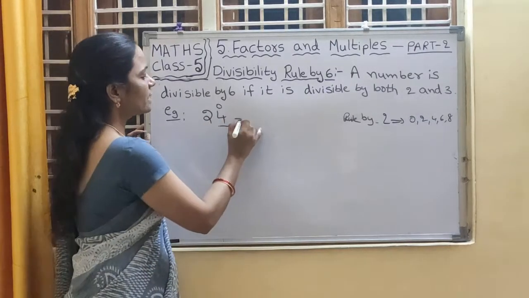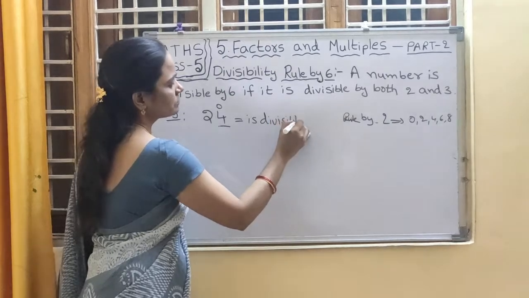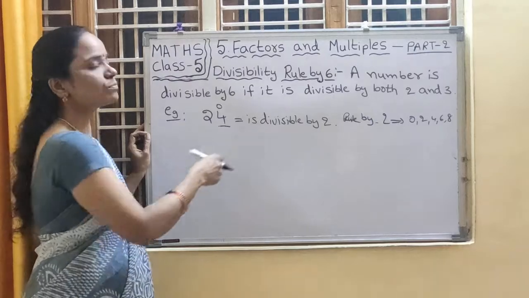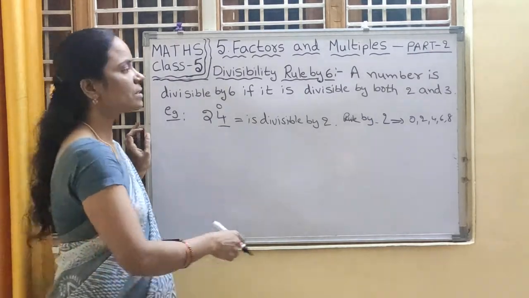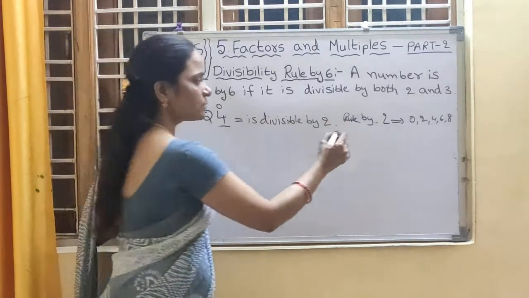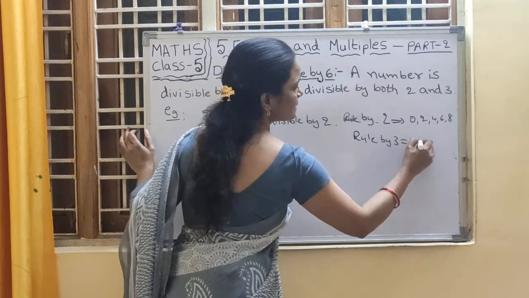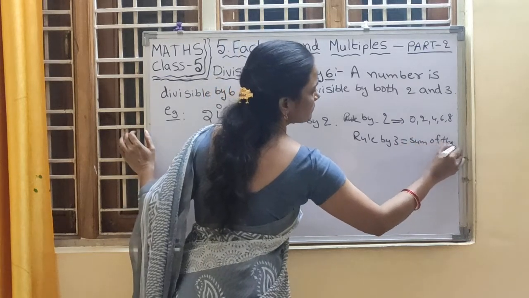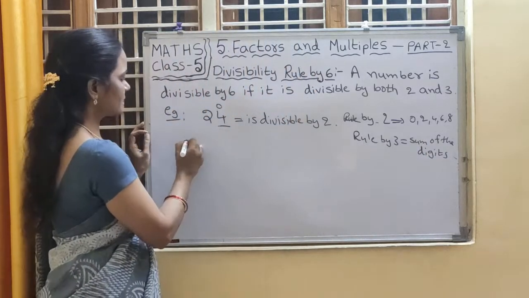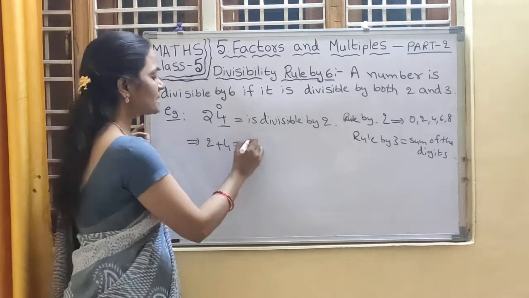So the given number is divisible by 2. Okay? 24 is divisible by 2. Yes or no? Yes. Now coming to 3. What is divisibility rule by 3? Divisibility rule by 3 is to take the sum of the digits. 2 plus 4 is 6.